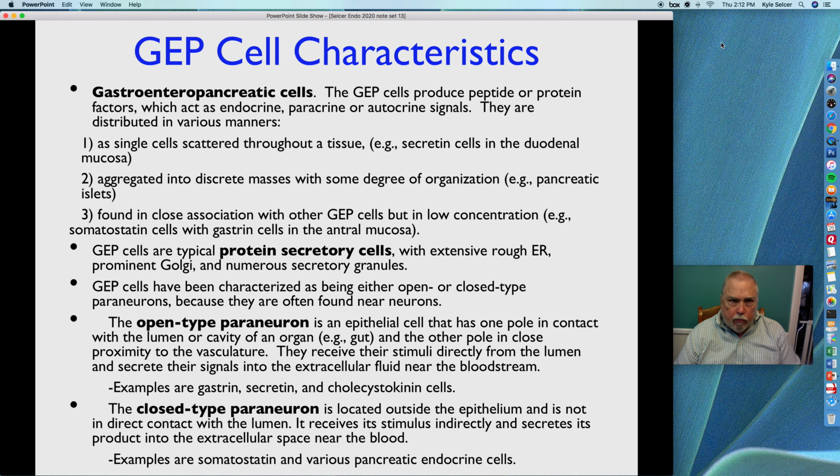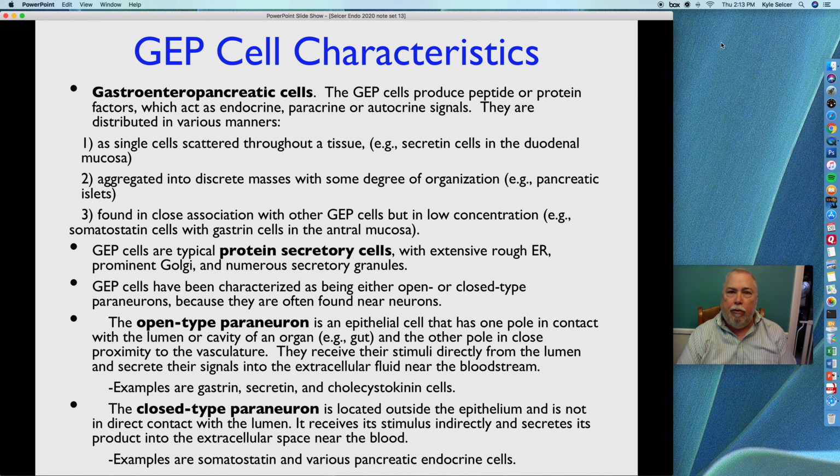The gastroenteropancreatic cells that are going to secrete the various hormones, paracrines and autocrines that are involved in digestion have certain characteristics. The GEP cells are all protein hormones. There's no steroids. There's no amino acid derivatives. They're all peptides or proteins. They act at every level, as I've indicated: endocrine, paracrine, and autocrine, and they're distributed in different manners.